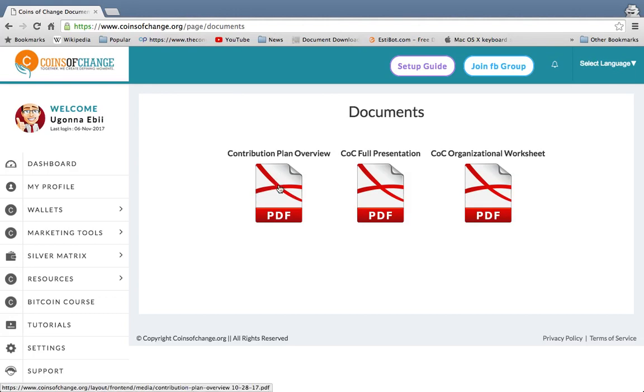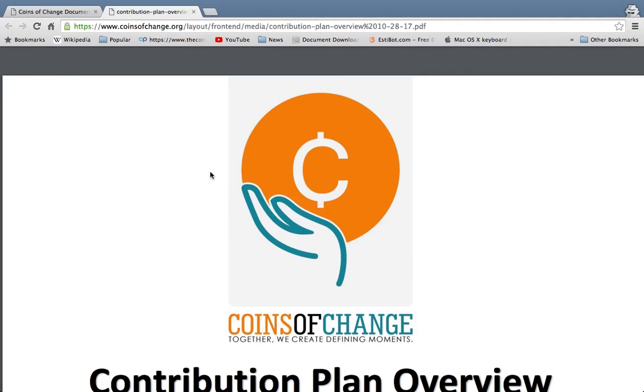Okay, so here's the contribution plan. Let's get that open, and you can always access these at any time in your back office. Just go to resources, and click on documents, and you'll be able to pull up the contribution plan, the full presentation, as well as an organizational worksheet. All right, here we go.